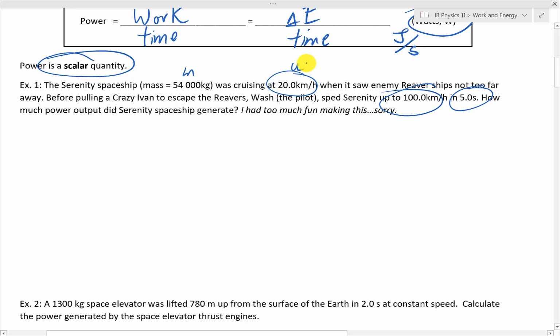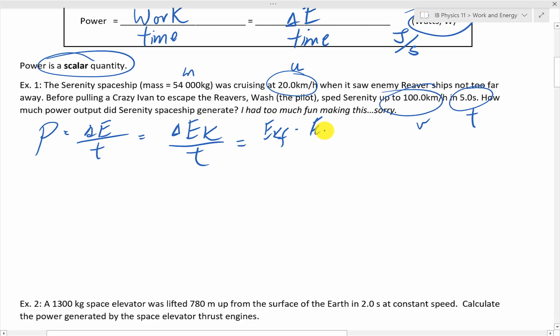So let's do some labeling here. We got the mass. This looks like an initial velocity. This looks like a final velocity. This is our time. And we want to find power, which we know is work done per unit of time, or the rate of energy change per unit of time. It looks like we can easily calculate the change in energy, because the form of energy that is changing is kinetic energy, since the spaceship is speeding up. The change in kinetic energy is the final kinetic energy minus the initial kinetic energy, which is 1/2 m v squared minus 1/2 m u squared, where I use v for final and u for initial, just like in your data booklet, all over time.